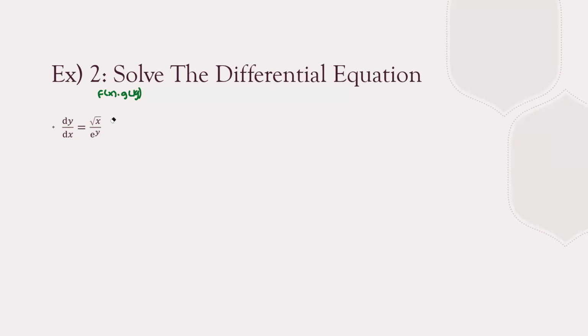Now the next step I'm going to do is cross multiply. So go ahead and cross multiply. So this is e to the y dy. And then on the right, it's square root of x dx. So is everything in terms of x and y's on one side? I believe so, it is.